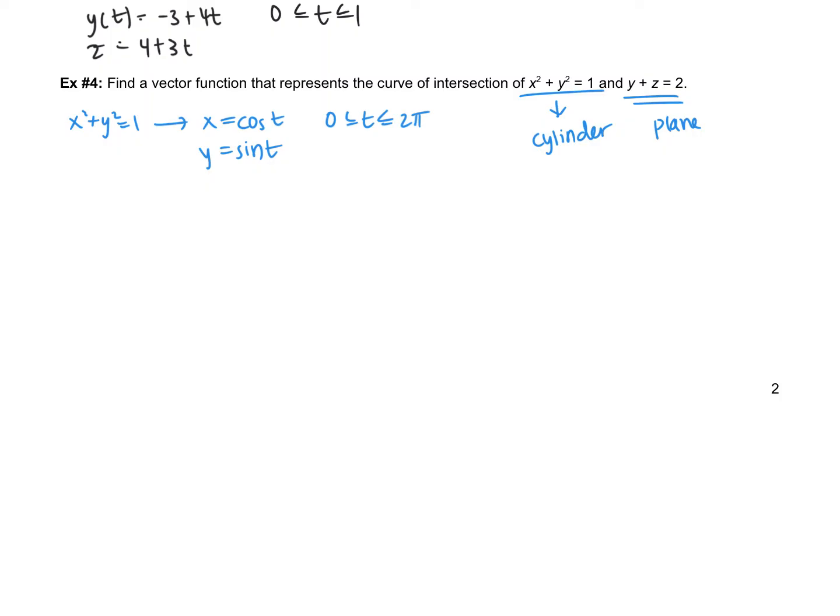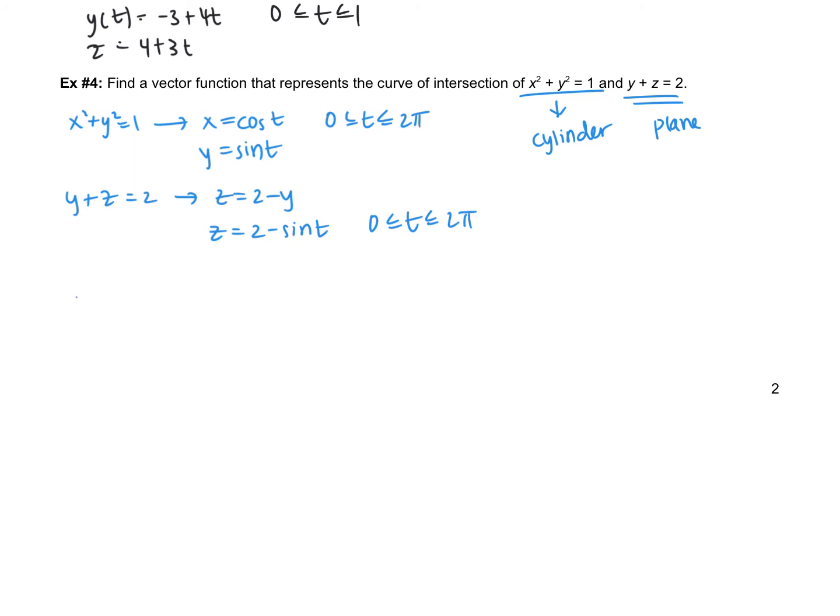If we look at the plane then, all we need now is a representation for z. Well, if we solve for z, we're going to get 2 subtract y. And based on the y above, that means that z is 2 subtract sine of t. Again, with t being from 0 to 2 pi.